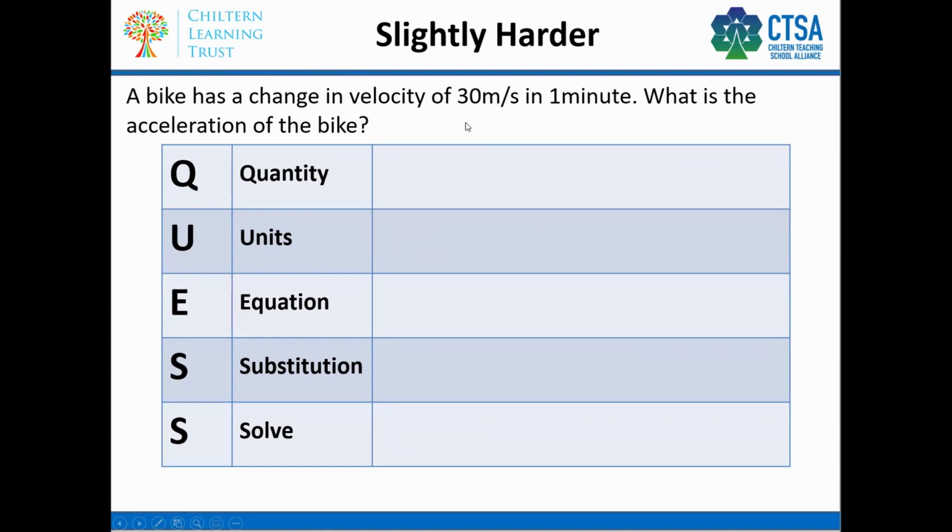So if I'm to identify these quantities, my first quantity is the change in velocity of 30 meters per second. My next quantity is time, and that's 1 minute. So I'm going to write time 1 minute. And the acceleration is what we're trying to find, so we symbolize it with a question mark. Now I know that the SI version for velocity is meters per second, so that's fine. There's no conversion needed there.